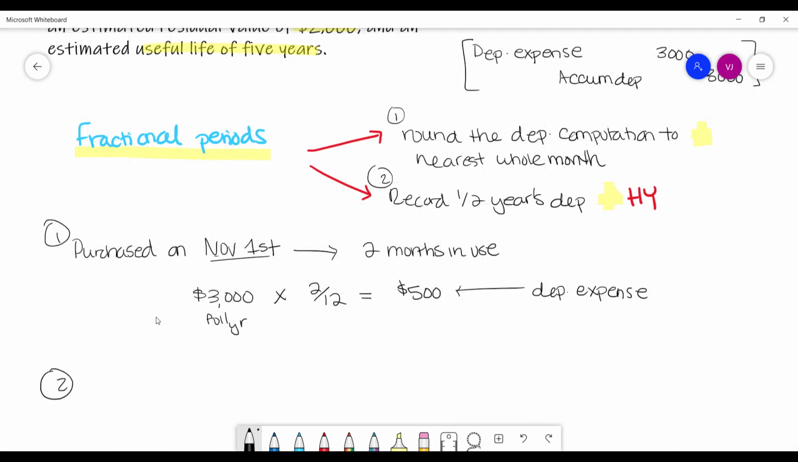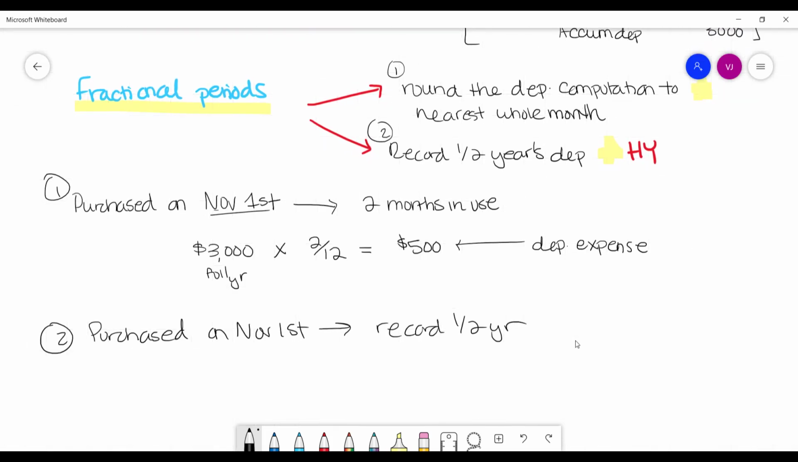But what if the company chooses to use the half-year convention instead? Well, the half-year convention says, if you purchase it at some time during the year, that's not the complete beginning, then you just assume that you had the asset for half a year. So in this case, if we had it for 2 months, but we're using the half-year convention, and we purchased it on November 1st, then we're just going to record half a year's worth of depreciation. In this case, you'll take that full year of depreciation that we had calculated, but multiply it by 50%, or 1/2. Well, half of 3,000 is 1,500.